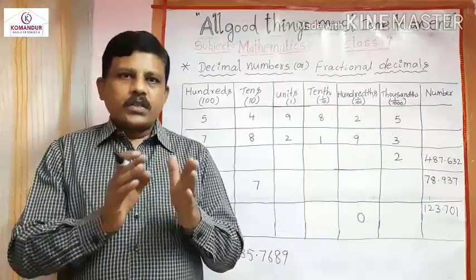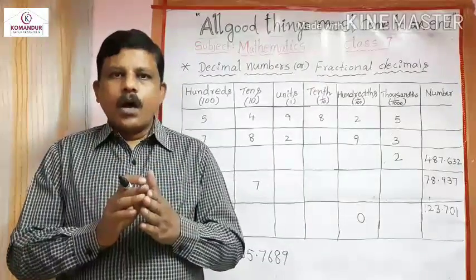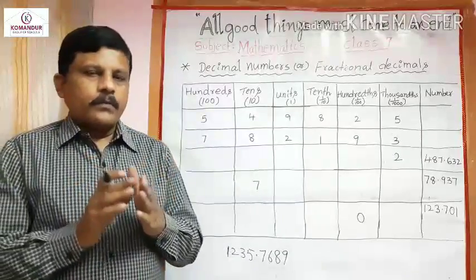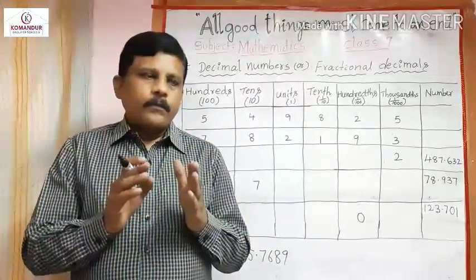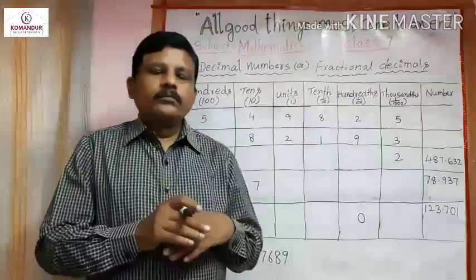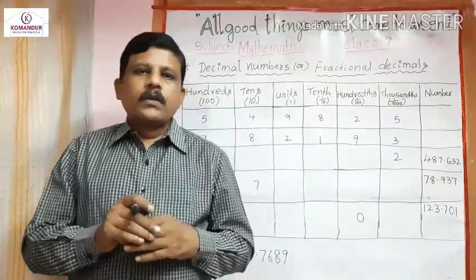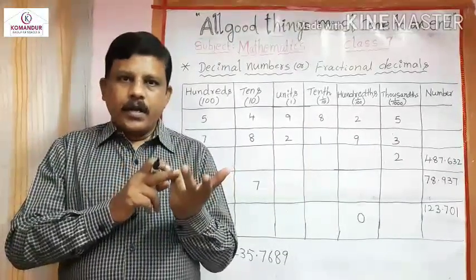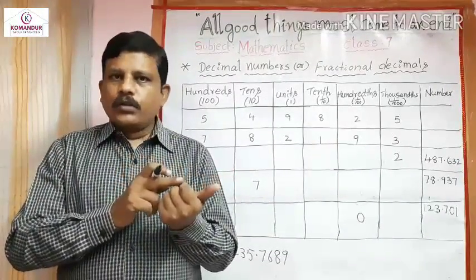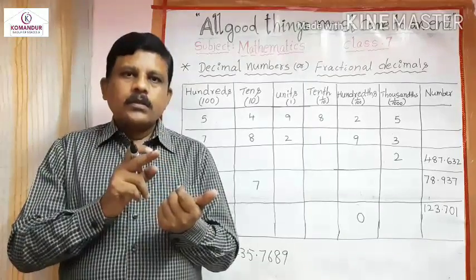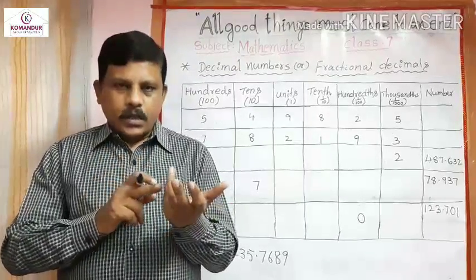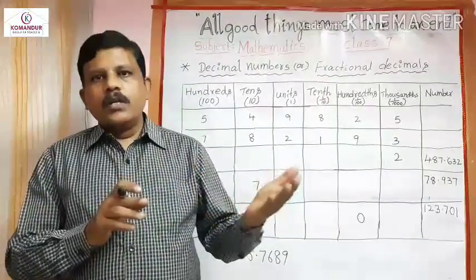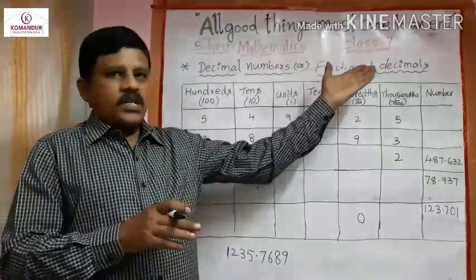So today we will discuss decimal numbers, or fractional decimals. So what is a decimal number, or what is a fractional decimal? Fractions having denominators as 10, 100, 1000, 10,000, etc. we will call decimals, the fractional decimals.